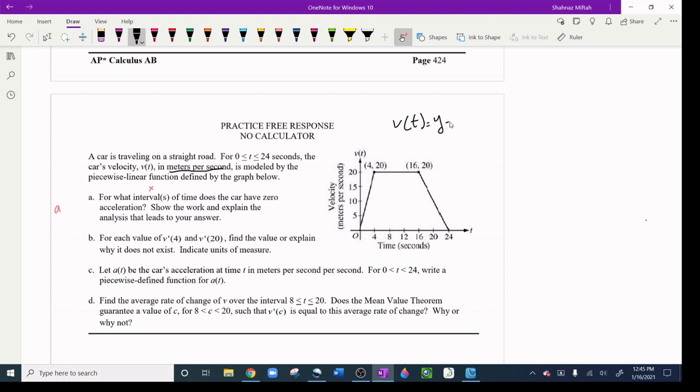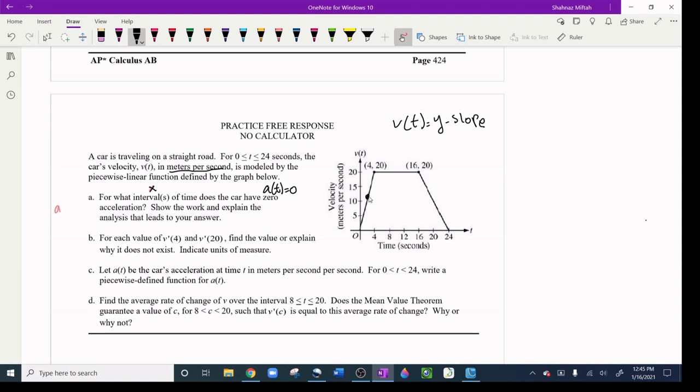So that graph is v of t. Now let's see, for what intervals, meaning all the x values of time, does the car have zero acceleration? That graph is v of t, my first derivative, so to get the second derivative, which is acceleration, I have to draw tangent lines. You can clearly see where the acceleration is 0.